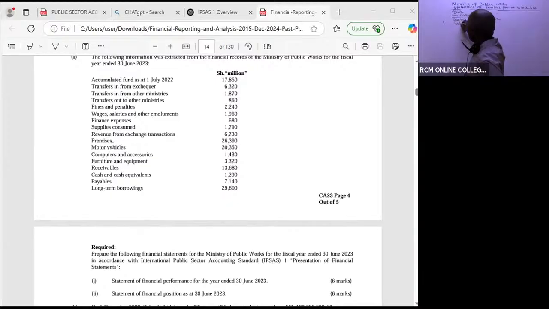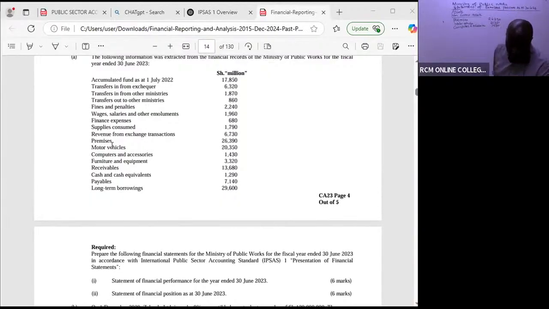Then we have motor vehicles, 2350. Then, ladies and gentlemen, we have computers and accessories, 1430. Hope you're able to see computers and accessories, 1430.